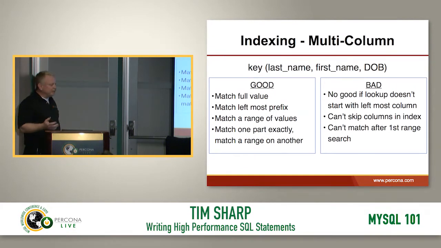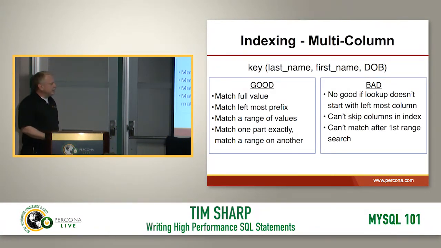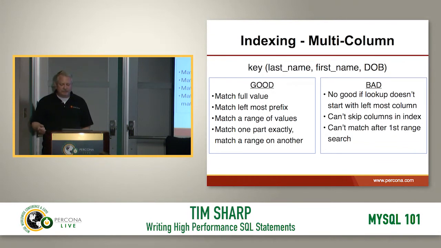Or you could just match on the leftmost prefix: give me all records whose last name is Sharp, or all records that begin with S, or all records where last name is Sharp and the first name begins with T. It's not good if your query doesn't begin with the leftmost column. You can't skip columns in the index, so give me all records where the last name is Sharp and date of birth is 11/11/63 won't work fully, nor can you match after the first range search.